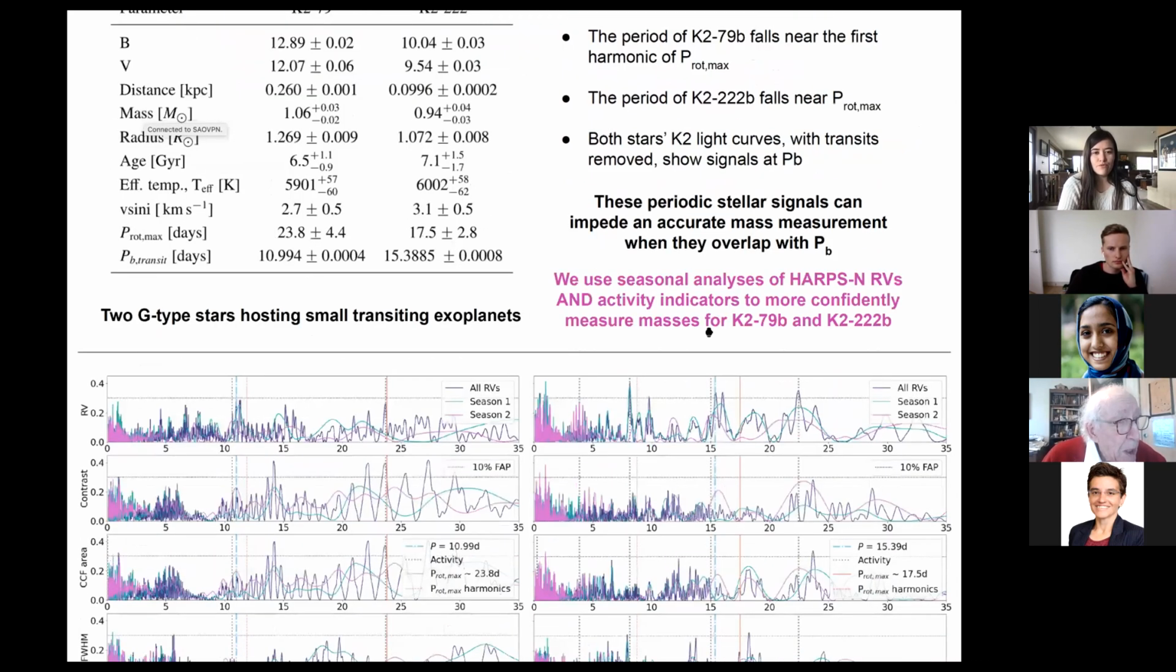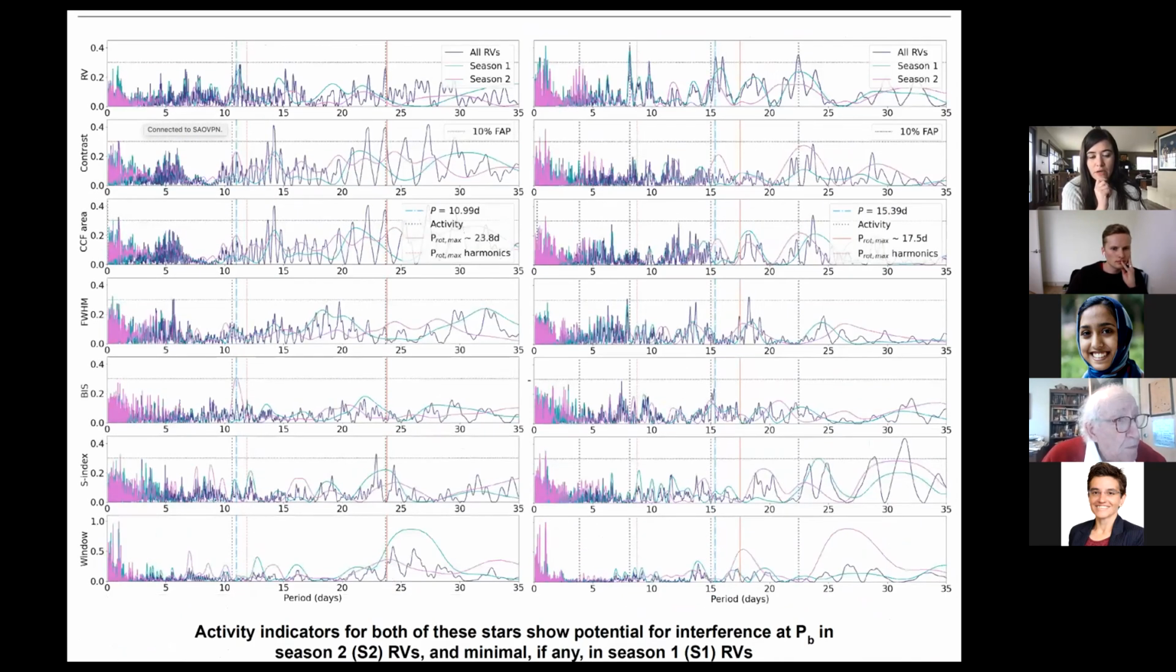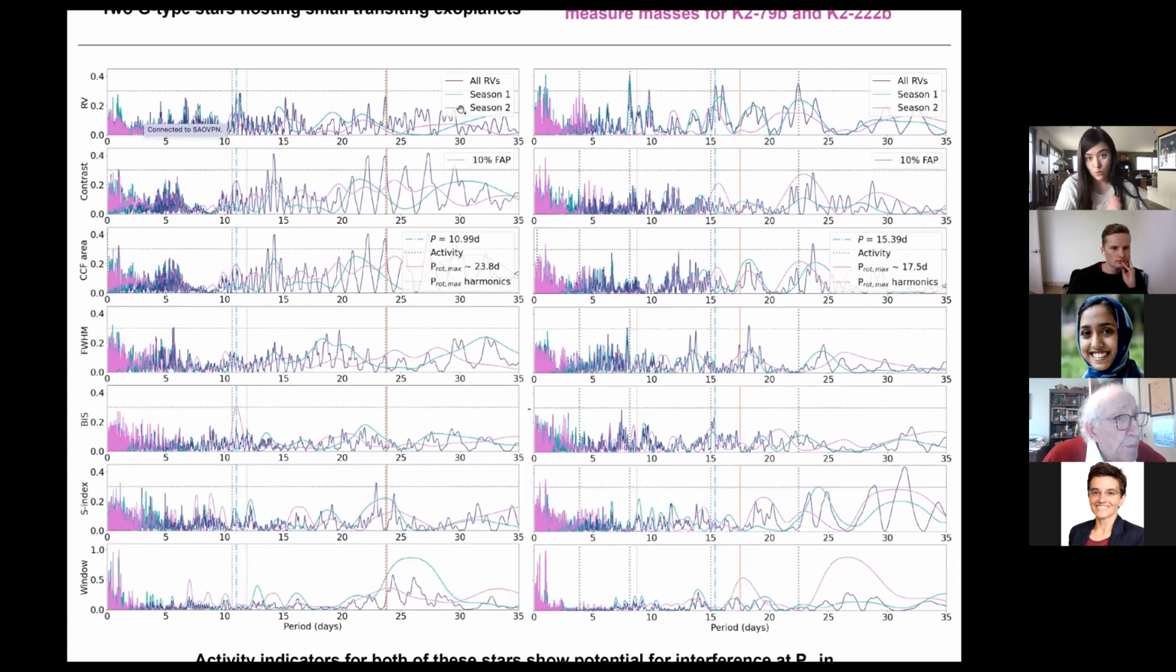So moving down here, these are some RV periodograms that I've calculated for the two targets. We have K2-79 on the left and K2-222 on the right. There's a lot to look at here. So what you're looking at is in the top row, we see the RV periodogram. In the dark purple, we have all of the RVs. In the cyan color, we have just the season 1 RVs. And in magenta, we have season 2 RVs alone.